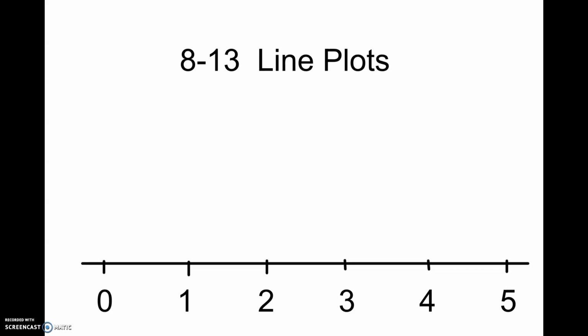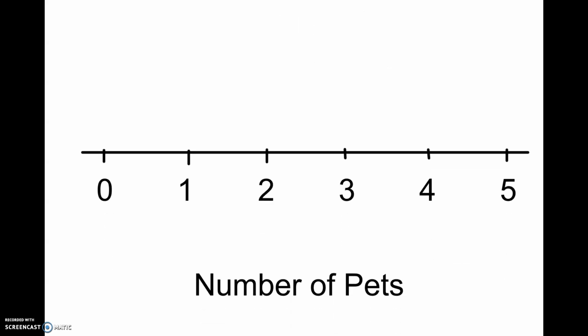It looks a little bit like a line, but it's really not a line because it doesn't have arrows on either end. A line would have arrows here and would go on forever and ever in either direction. A line plot can start with a 0 or it could start with any number, and it could go by 1s, it could go by 5s, it could go by 2s, however you want to set it up. The title for a line plot goes on the bottom. All right, so this is just the start of a line plot.